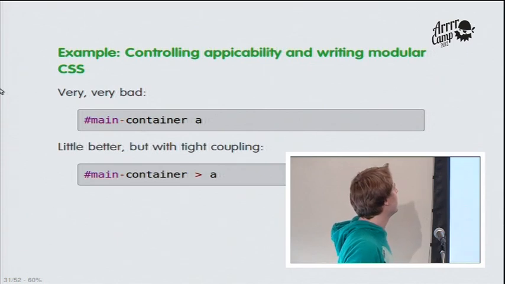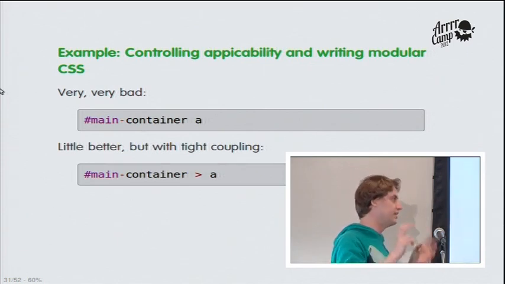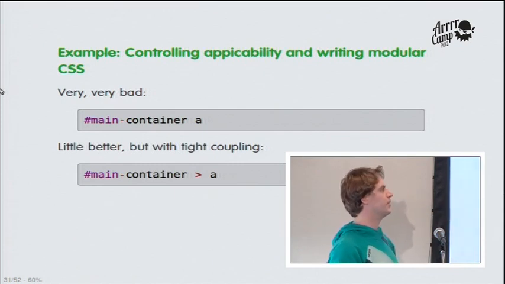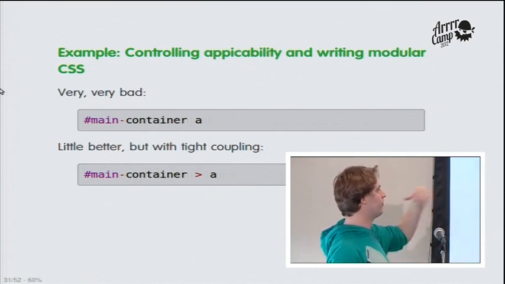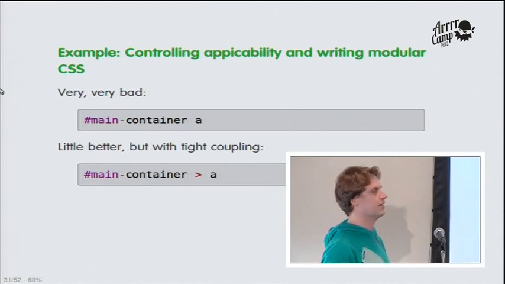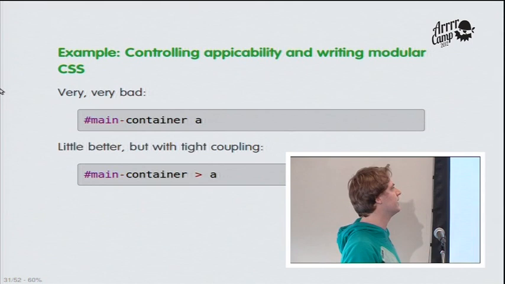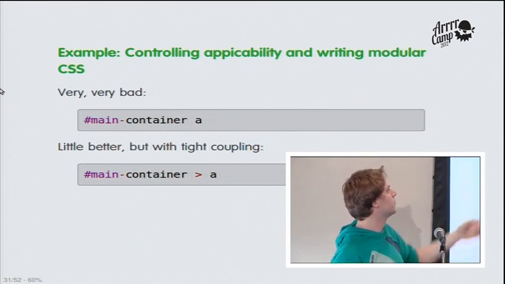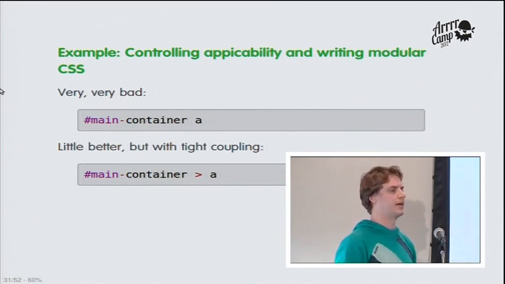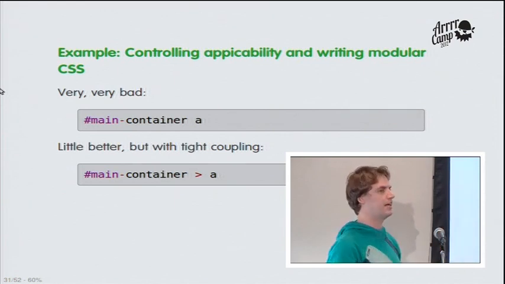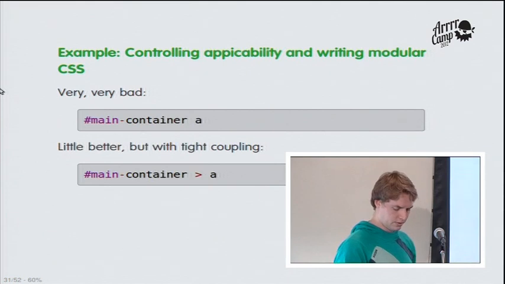And to make it maybe just a little bit better, you can use the child selector. So this is only going to match the links that come first on the first level inside the main container. So it can contain a little bit more what it applies to. But then we also introduce a big tight coupling problem again. If we introduce another level where we also want to use that style, this is not going to work.